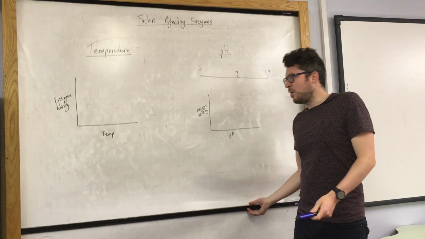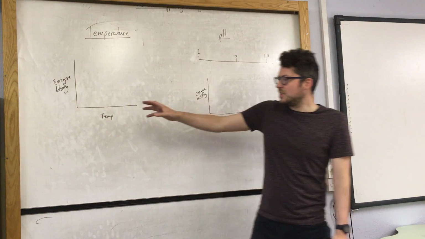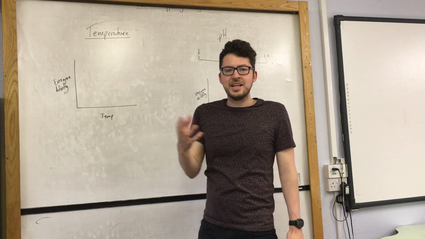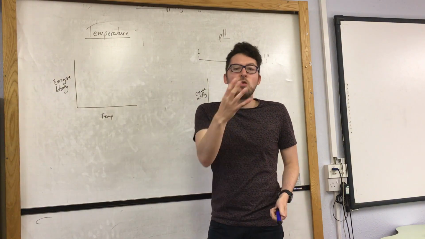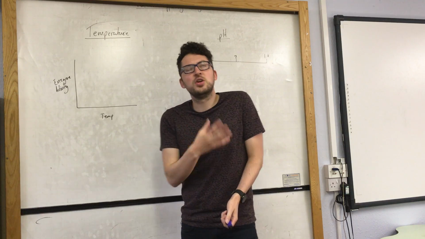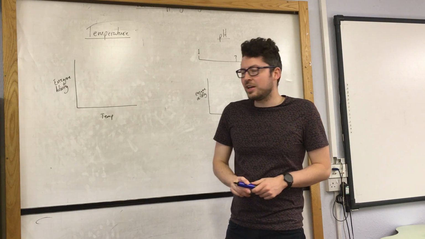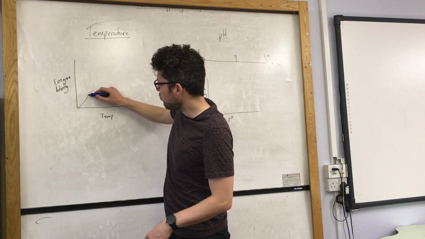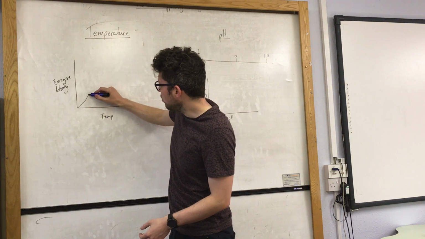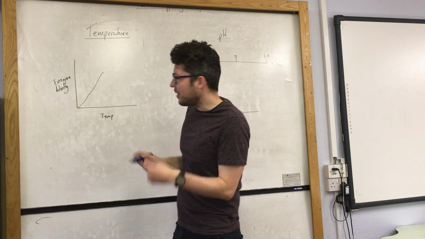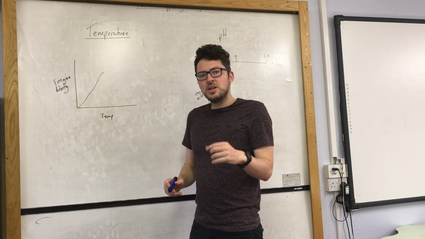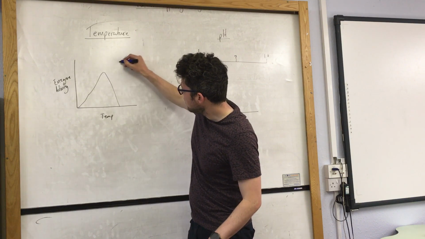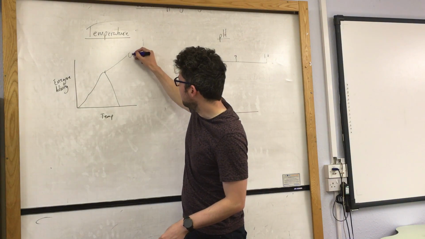So, we have another graph that we need to look at. This one is showing temperature on the bottom and enzyme activity on the side. Enzyme activity just means how well the enzyme works and how much it can speed up our chemical reactions. Now, as we increase the temperature, the rate of the enzyme activity also increases. It increases up to a point which we call the optimum temperature. Okay, so here would be the optimum temperature.